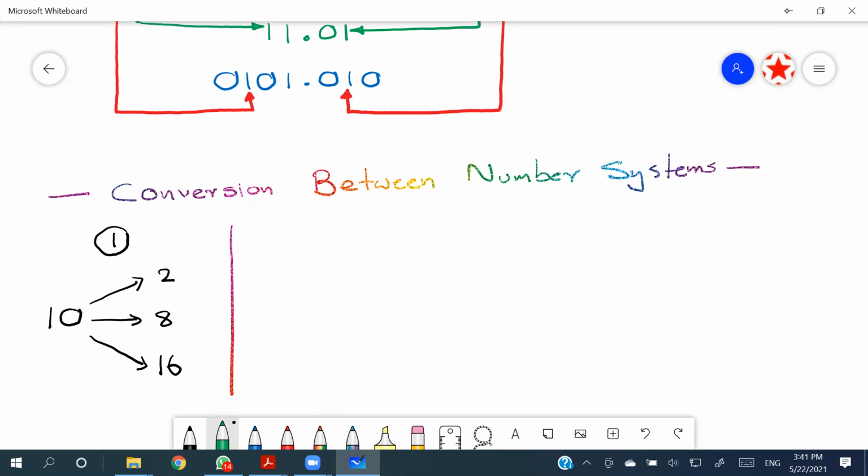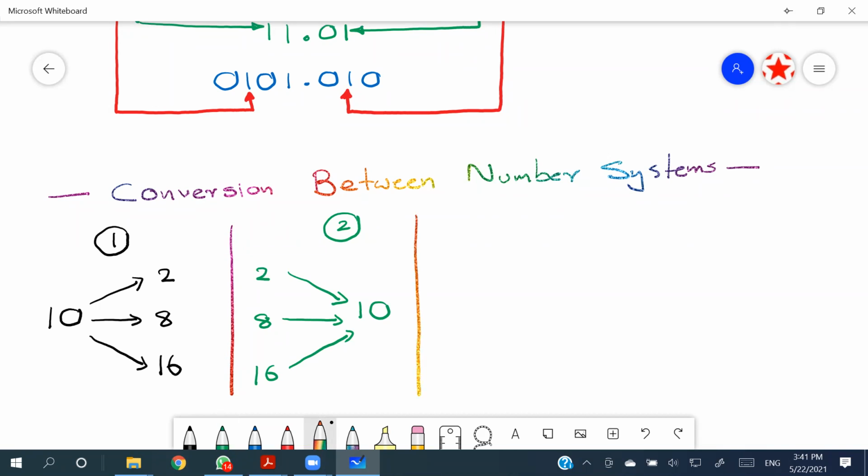And the second conversion is the reverse of these things. That means non-decimal numbers will be converted into decimal numbers, the reverse of the first one. Again, those 3 conversions will have one particular technique. So learn the technique.